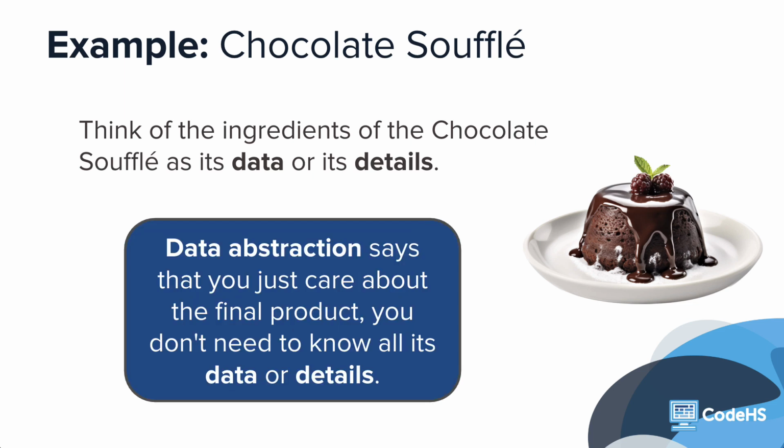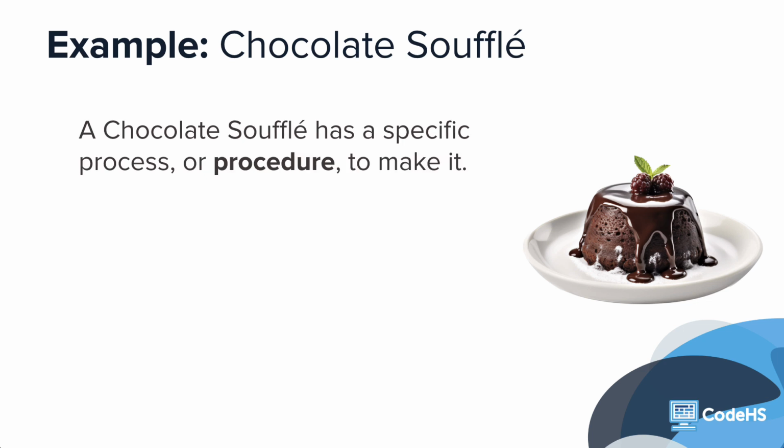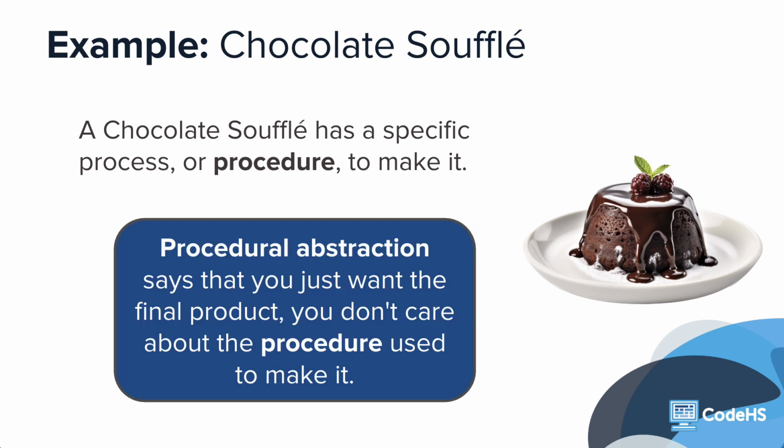Data abstraction says that you just care about the final product, you don't need to know all its data or details. Likewise, a chocolate souffle has a specific process or procedure to make it. Procedural abstraction says that you just want the final product, you don't care about the procedure used to make it. Let's see how these concepts relate to computer science.